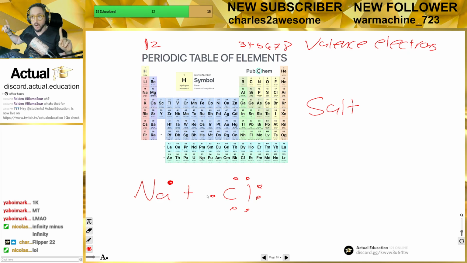So, what type of bond is this going to be? Since we have something from here and something from here, Na and Cl, is this going to be ionic or covalent? Ionic. Good. Ionic means that they don't share electrons. They just steal and take them and whatnot.